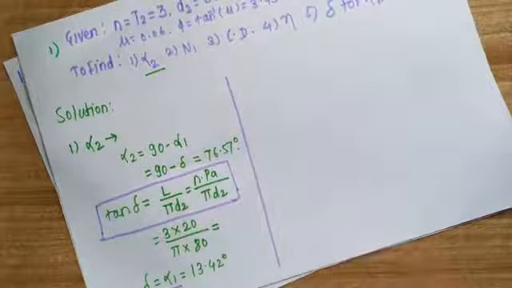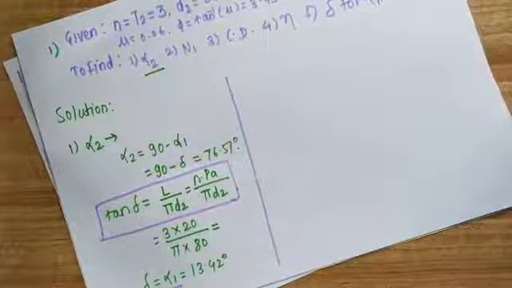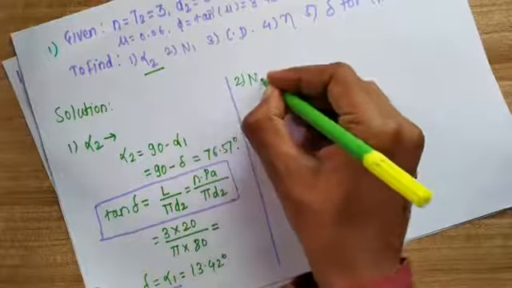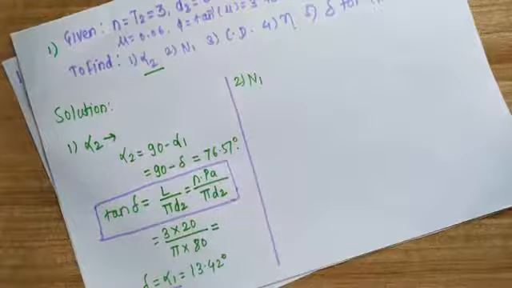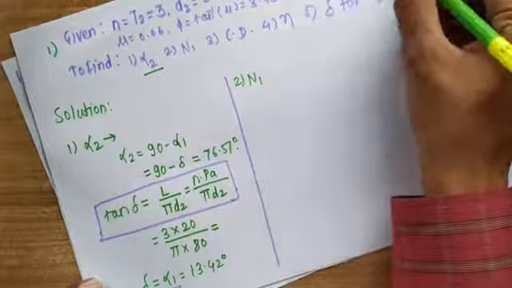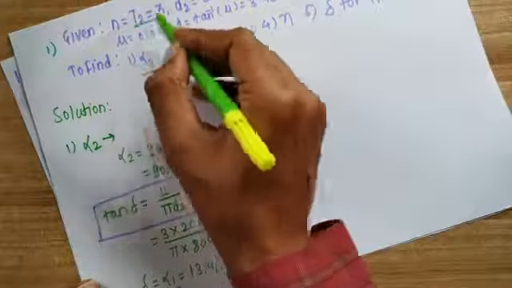Next one is N1. Now how to find N1? It's very easy. That is the speed of the gear. So just see whether the speed of the worm is given. Yes, it is, N2 is equal to 750 rpm. Is anything other given? T1 is known, T2 is known, N1 is known.